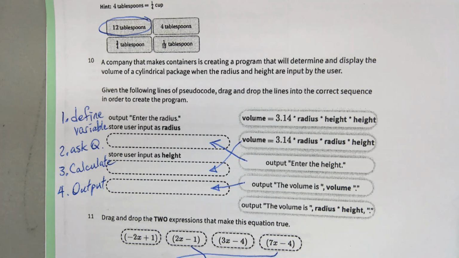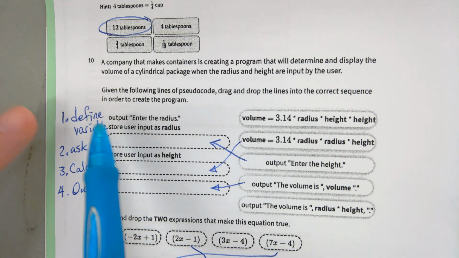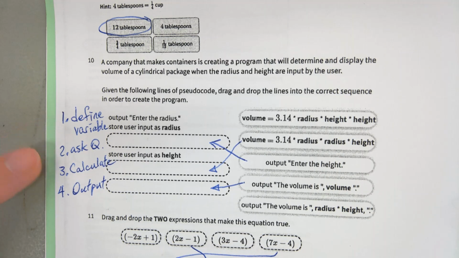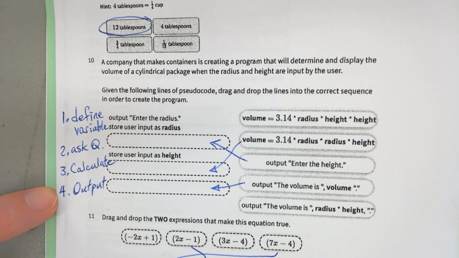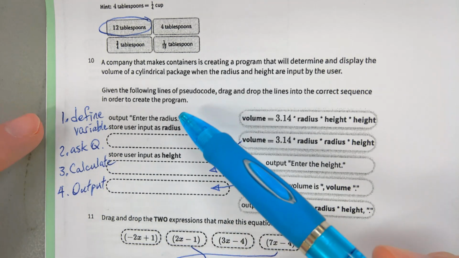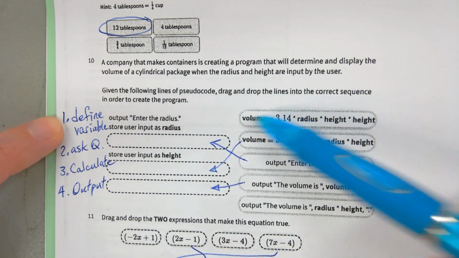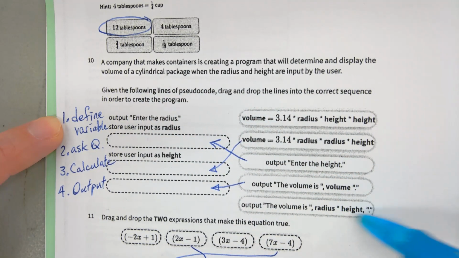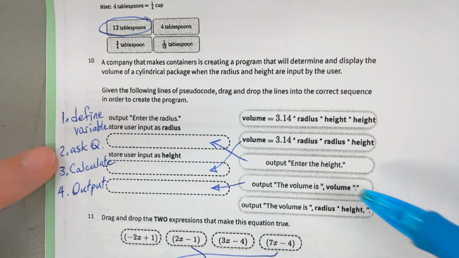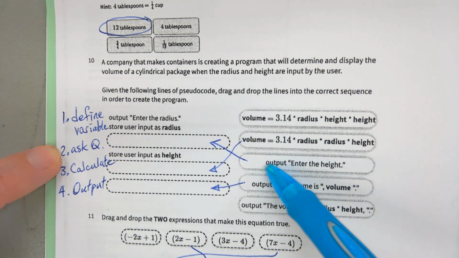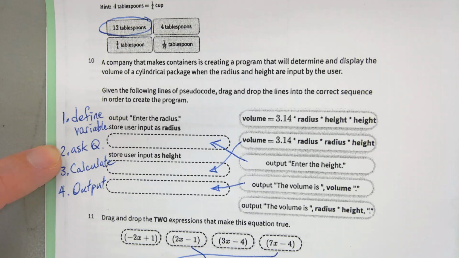Okay. Number 10, it's a coding question, but remember in the coding question, there's just 4 things every single time, every single program. First step is to define the variables. Second step is asking the question. Third step is to calculate. And then fourth step is the output. So if you follow this order, 1, define variables. Well, your variables are the bold letter words. Okay. Second is ask the question. So enter the height.